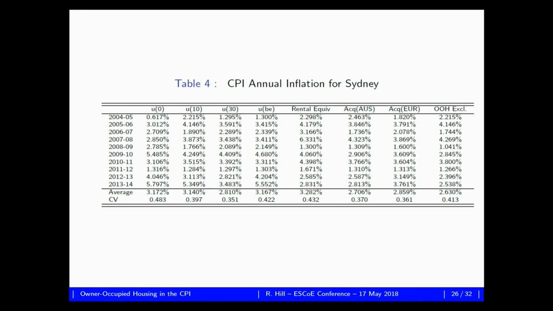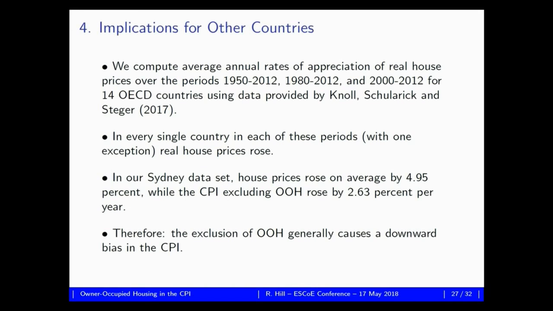That's 2.3% basically. And then you see the user cost methods, the U0 and UBE, where the user cost breaks even, they're very similar at about 3.17%. But basically, including OOH, with our preferred methods, is pushing up the CPI by about 0.5%. Now, if we look at the implications for other countries, and more generally, over this period, house prices rose by 4.95% a year on average, and inflation was only 2.6%. So house prices are rising by more than 2% a year in real terms over this sample.